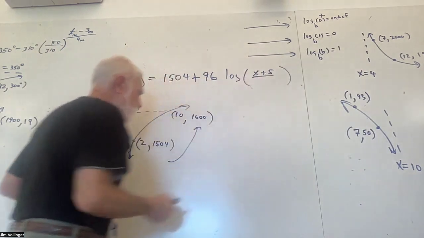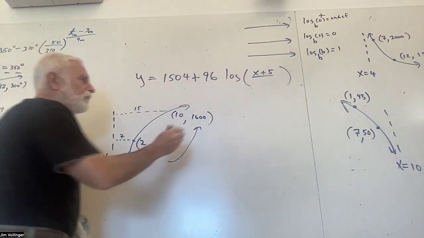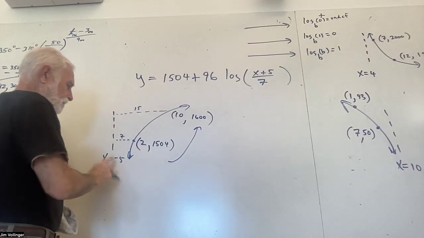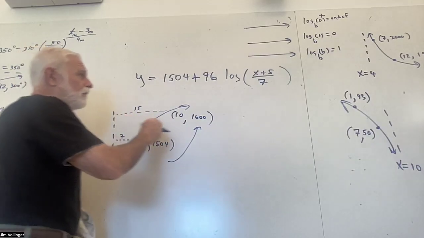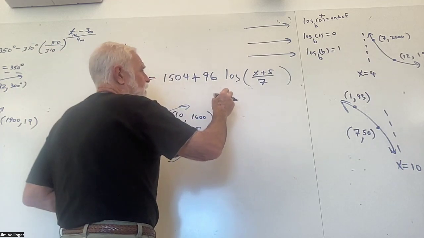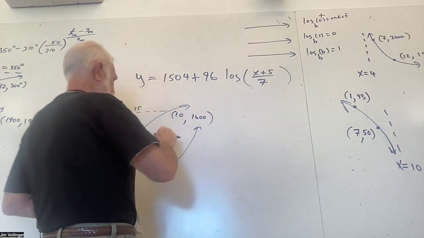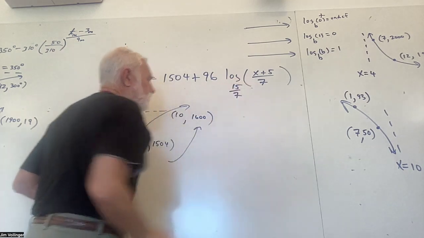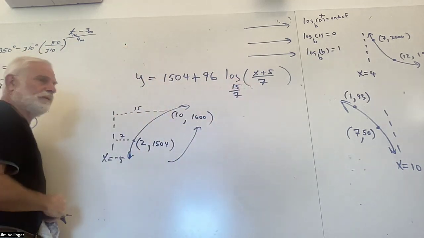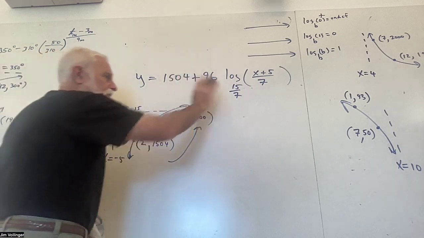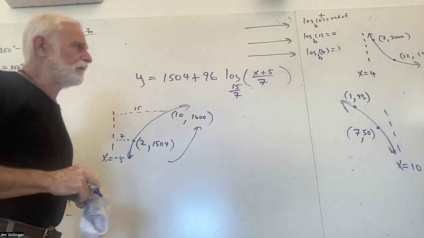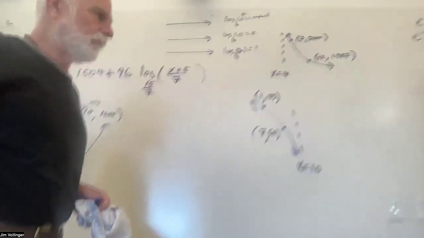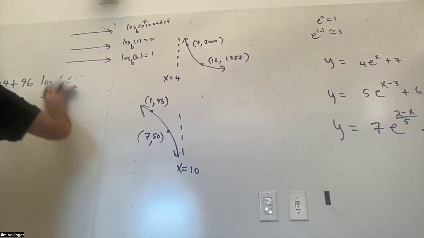Everything is to the right. How far to the right is minus 5 to 2? 7 units. And how far is minus 5 to 10? 15 units. So when I plug in 10, I get 15 sevenths. That's the base. Those horizontal differentials. In the exponential, it was the vertical differentials that gave us the base. All right, so let's erase that.